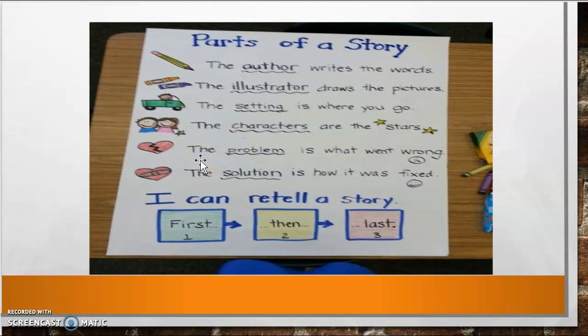There usually is a problem. The problem is what went wrong in the story. It's the uh-oh when something has happened. And the solution is how the problem was fixed. In the elements of a story, you have the plot. The plot is the events that happen in the story. So when you retell a story, you can tell what happens first, next, and last in the story.